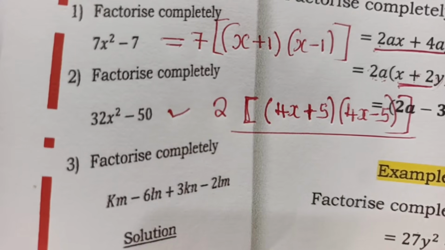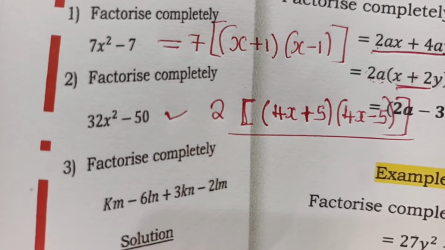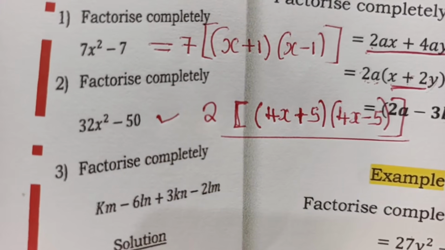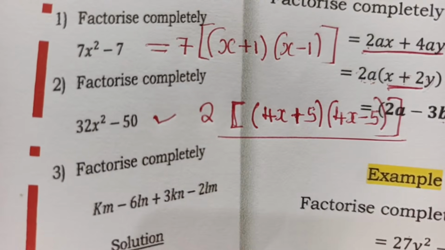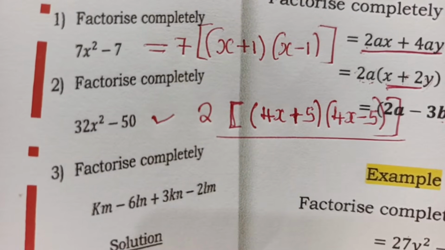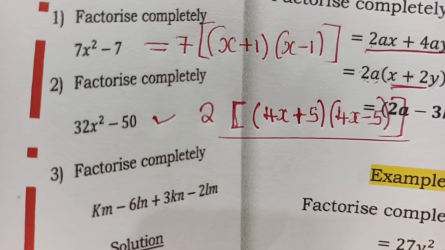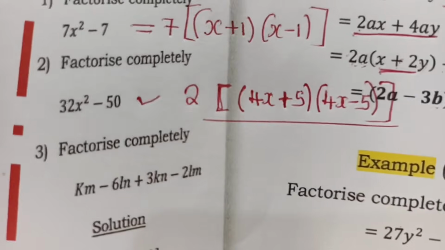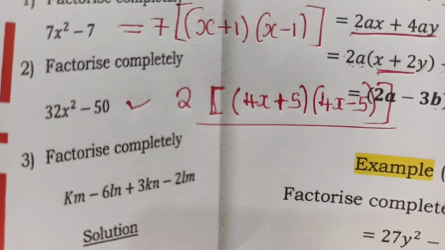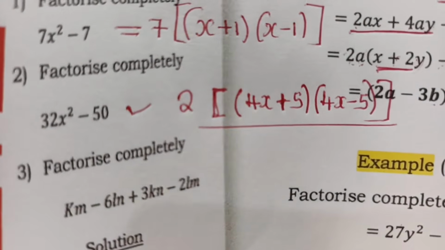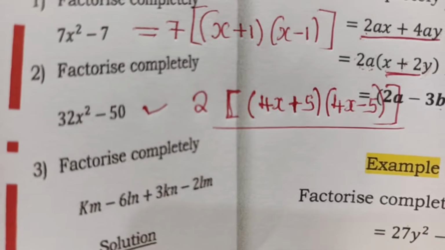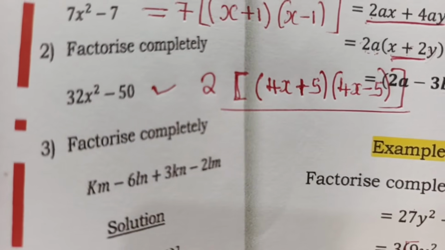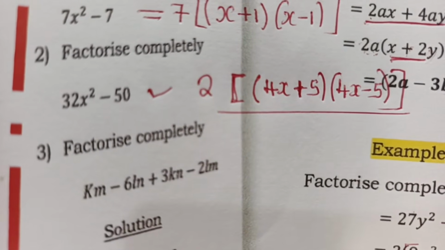Let me see. KM minus 6LN plus 3KN minus 2LM. Okay, sorry, I thought it's N. Oh, yeah. So try again, try again. I think now I've put it like this, and I'm pretty sure everybody can now see.